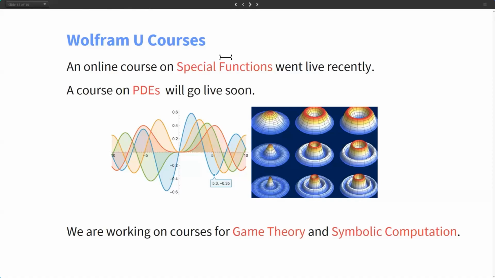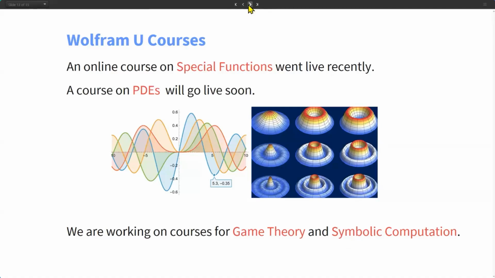The other course that's going live soon is one on PDEs. Now, this is a beautiful area, very applied, and in fact, the course includes examples from engineering and physics and finance and all kinds of things, and I think it should be an excellent course. So we're always working on new courses before the old ones are done. Right now we're working on a game theory course and a symbolic computation course. The game theory course is more for, let's say, economists, and the symbolic computation course is for everyone because we are a symbolic computation software historically. Today, of course, much more, but that's where the Wolfram Language began.